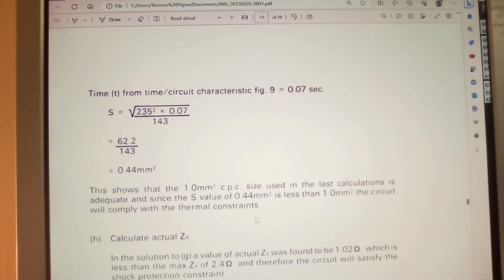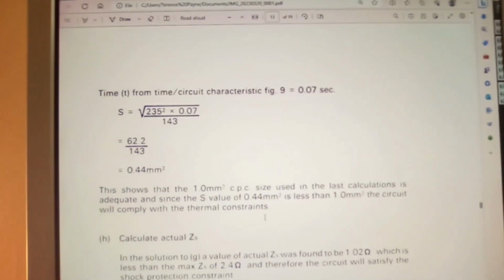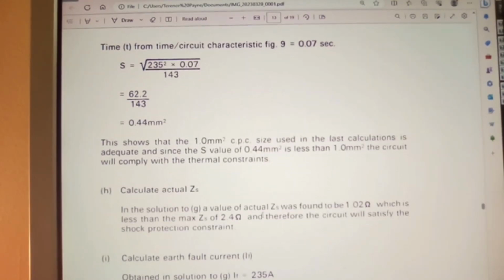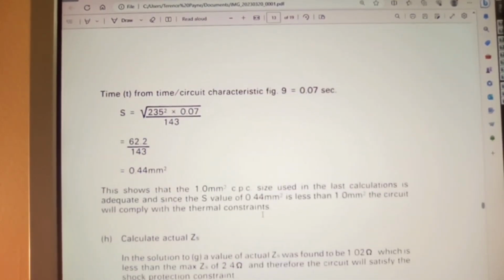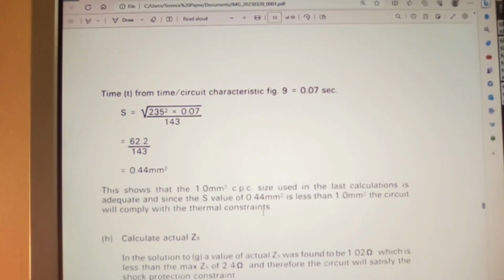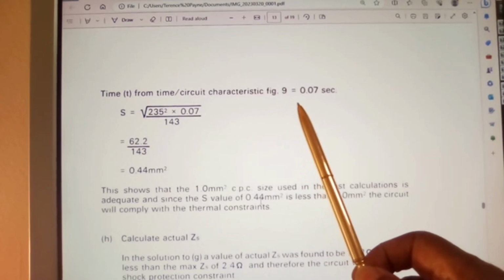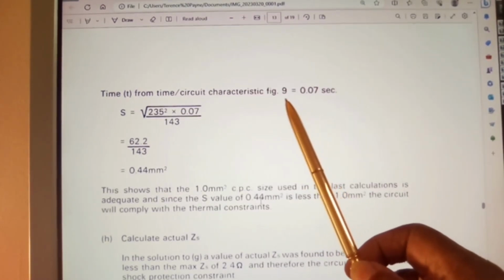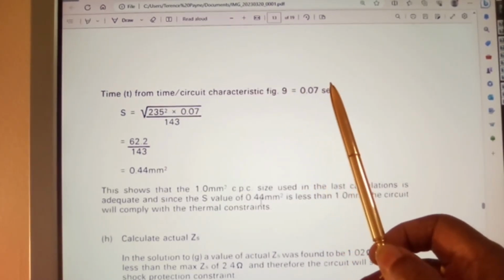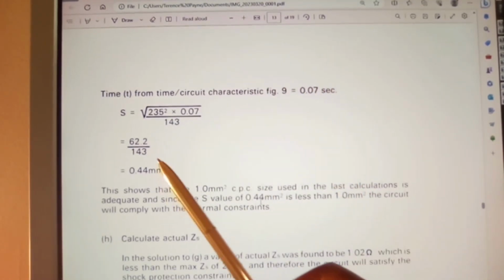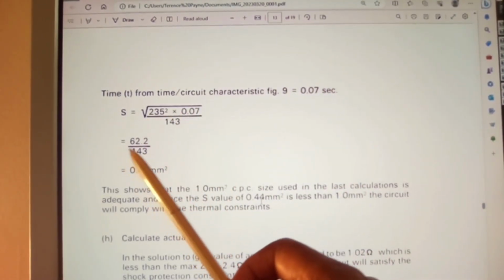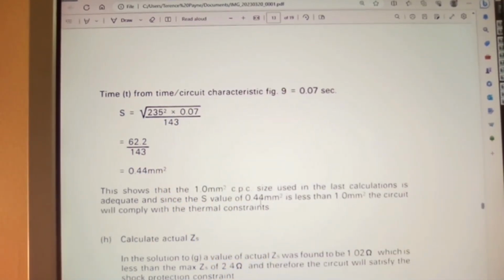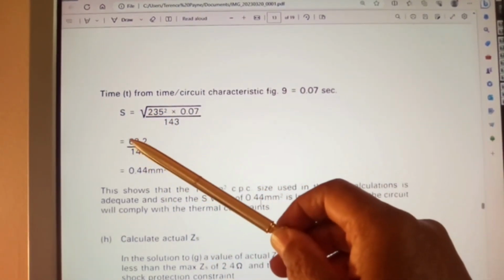And here we're looking at time t. So time t, it just came out of my, not as a constant. Figure 9 equals 0.07 seconds, sorry. Bring that into play. That's what you have here. Make sure again that you know how to get to this equation here, to this figure here.